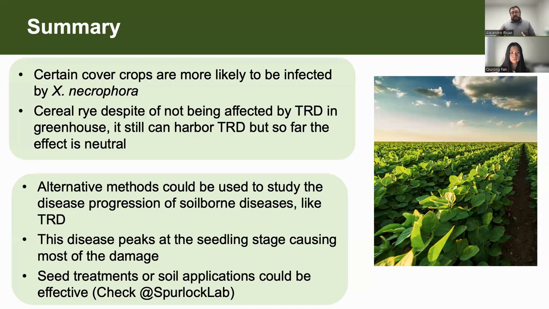Since the disease is happening at the seedling stage, seed treatments have been tested and show some effect on controlling the pathogen. Also, other methods of control, like soil applications and in-furrow applications, can be effective. And that is something that a collaborator at the University of Arkansas, Dr. Terry Spurlock, is doing. And he is showing that certain chemicals are actually controlling this disease by using soil applications.